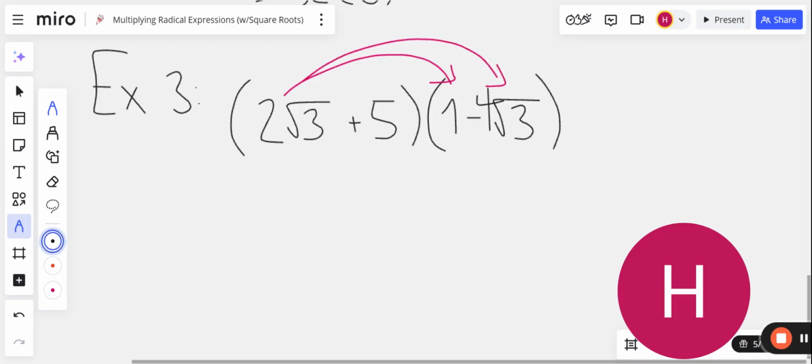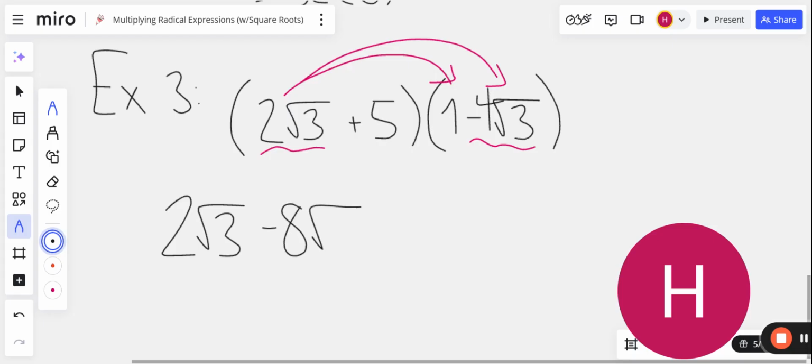And we have to be careful here, because first we start off with 2 root 3 times 1, which is easy. Anything times 1 is just itself. But then we're multiplying 2 square root 3 times negative 4 square root 3. Don't forget that negative is there. And what is that going to give us? It's going to give us negative 8 square root of 9, because the radical 3 and the radical 3 multiply together.